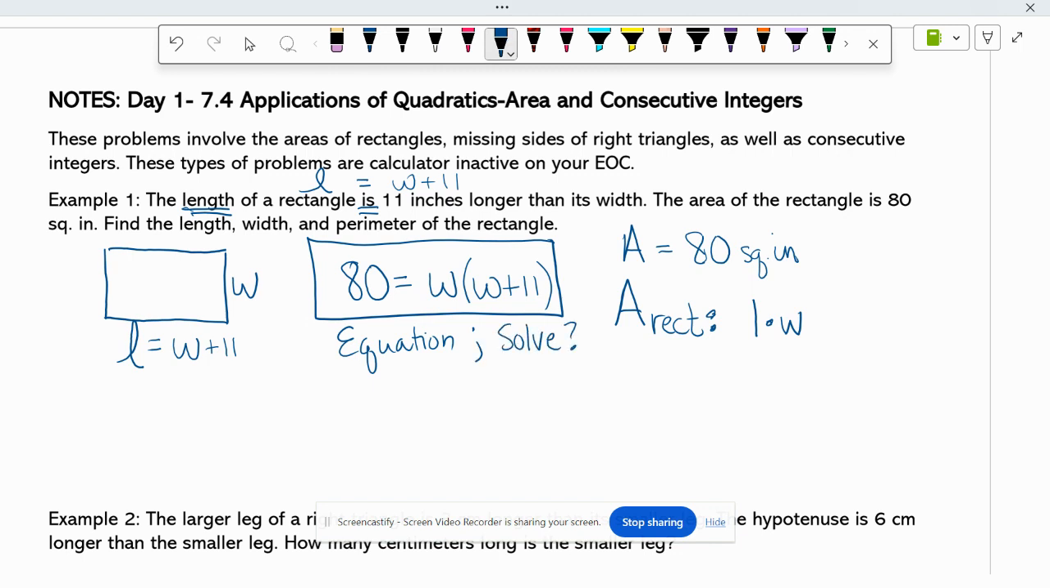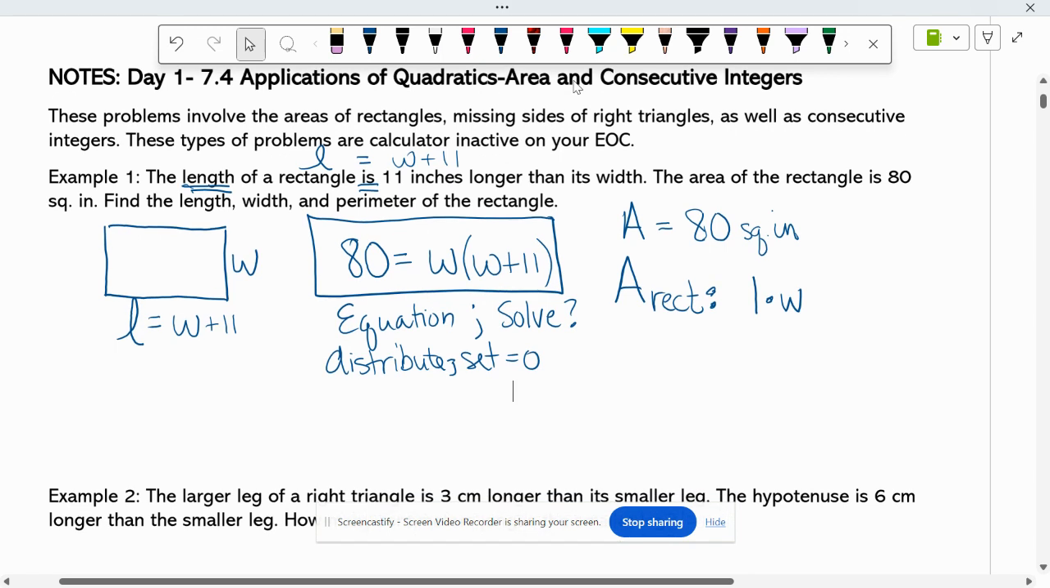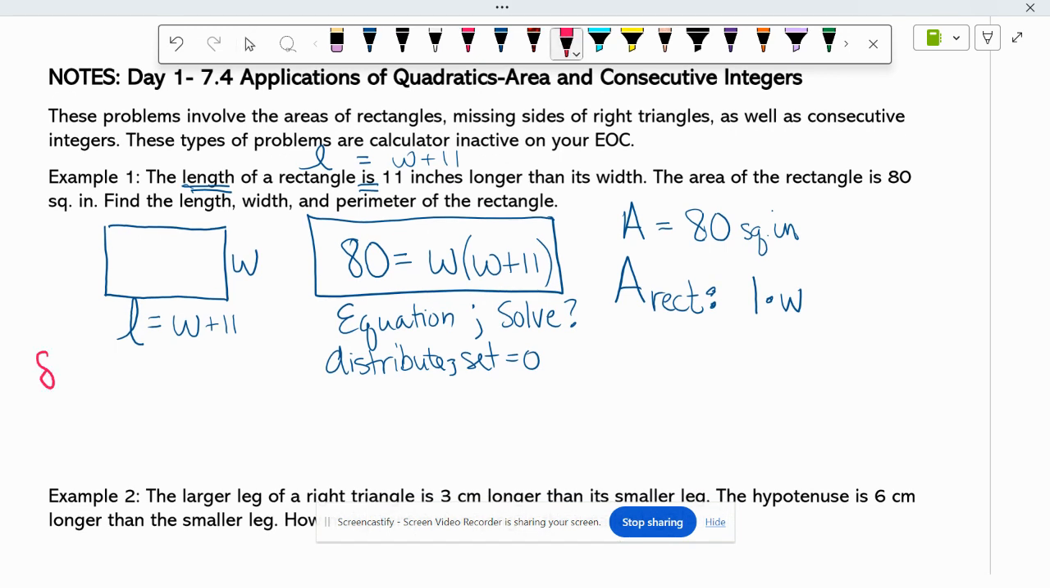Well, what do we have to do before we can factor it? Yeah. You have to set it equal to 0. Well, let's distribute the W and then set it equal to 0. Because remember, you can't solve a quadratic unless it equals 0. Because the solution is the x-intercept. And the x-intercept happens when y equals 0. So you have to set it equal to 0. So the first thing that we're going to do is distribute. So I'm going to show my work right over here.